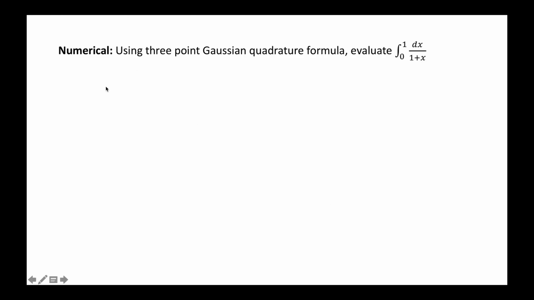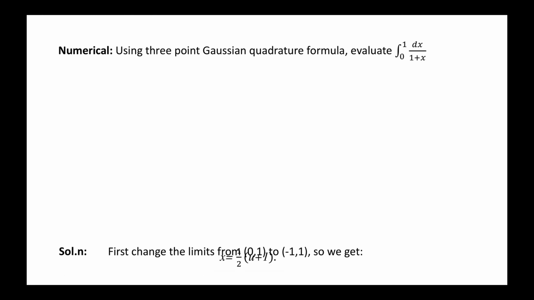So now let us consider a numerical, and in this numerical, we will see how limits are to be changed and how we can apply the Gauss quadrature formula for evaluating a definite integral. So we have to evaluate the integral from 0 to 1 of dx by 1 plus x using the 3-point Gaussian quadrature formula. 3 point means n is equal to 3. Now remember that here limits are 0 to 1. So we have to first change limits from 0 to 1 to -1 to 1.